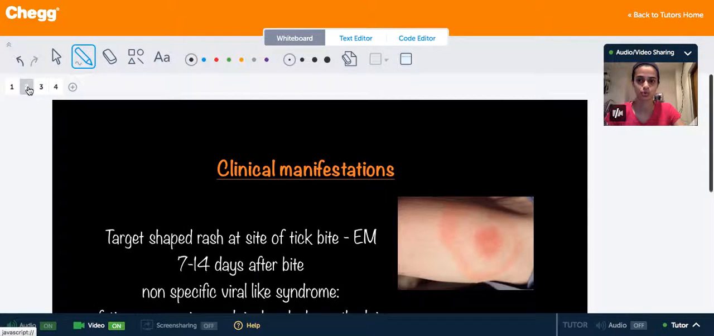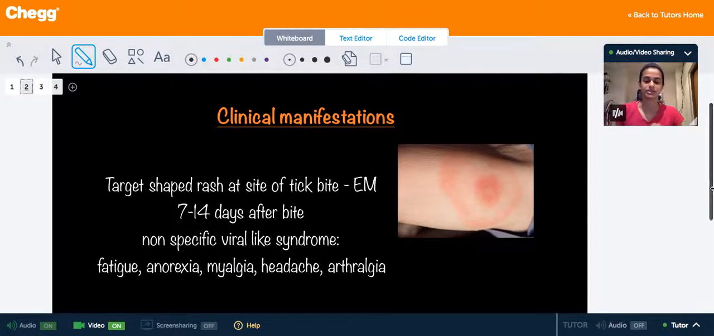Moving on to the clinical manifestations of Lyme disease. One of the most characteristic features of this disease is the target-shaped rash that develops at the site of the bite. This takes about a week or two to develop, and has a very characteristic shape in which there's erythema in the center, then pale around the edges, and then erythema again. I've put a picture of it here so you can see that this part is red, then it's pale, and then it's red again. It's a characteristic target-shaped lesion called EM, or erythema migrans.